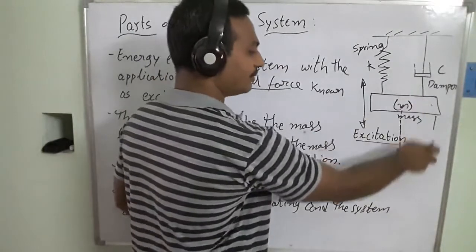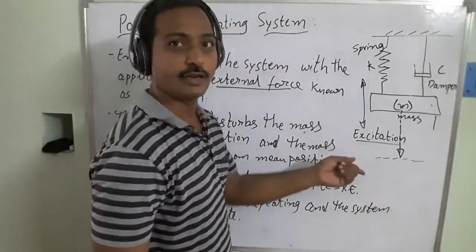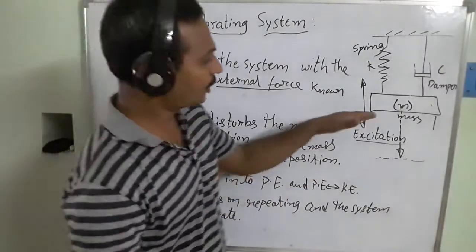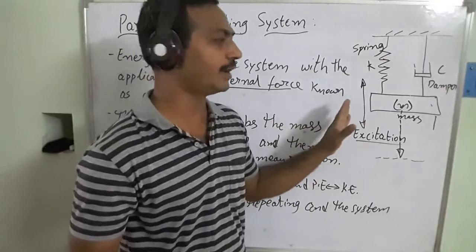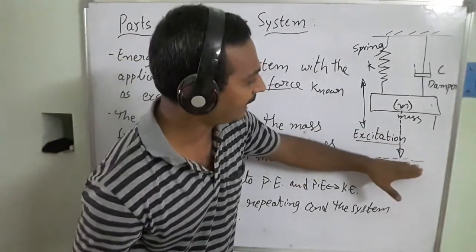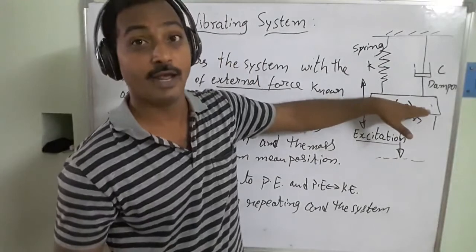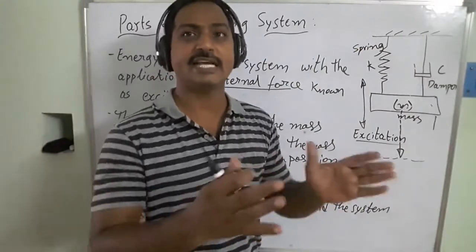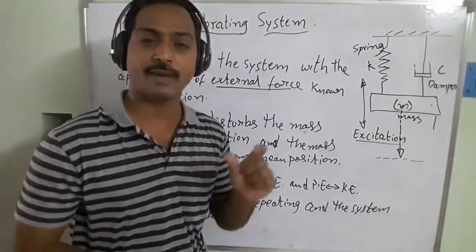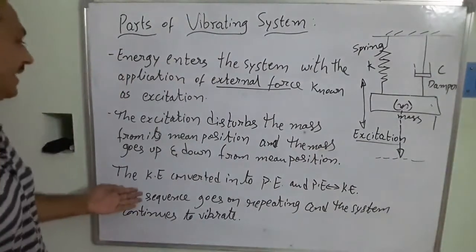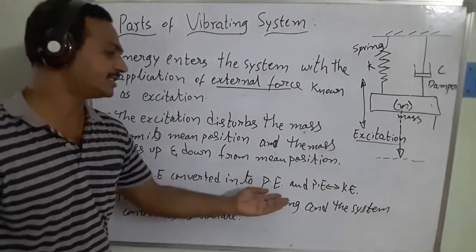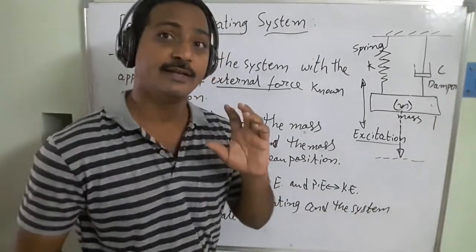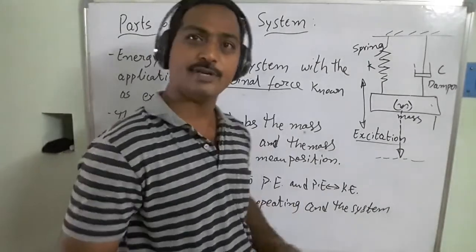Then what happens? The system is going to reach a new position. So then the mass goes up and down from its main position. Once you remove this load, the system is going to try to bring itself back to its original position. But due to the excitation, it's moving in the upward direction. As we know, this is the way energy conservation takes place, from kinetic energy to potential energy. The kinetic energy is converted into potential energy and the potential energy is converted into kinetic energy. This is what we have discussed in the basics of mechanical vibrations. The same principle we are applying here.